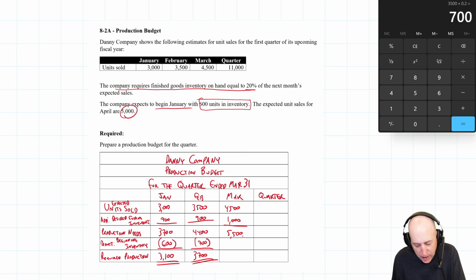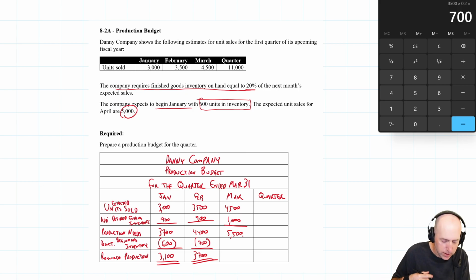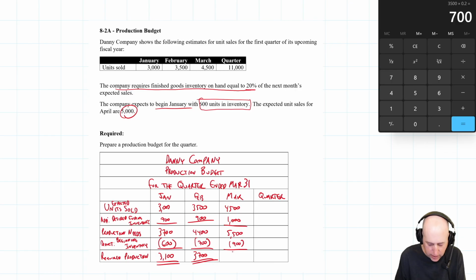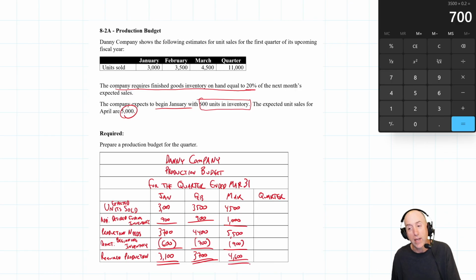We deduct our beginning inventory. Well, the beginning inventory for March is the same as the ending inventory for February. There it is. It's 900. So I deduct 900. 5,500 minus 900 is 4,600. And there we have it. Now we just need the for the quarter column.